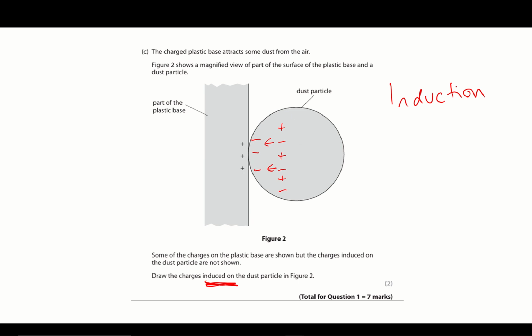So I've got this idea of the positives can't move, but this has pulled electrons, and then the opposite charges attract. There we go, that's question 1. Nice starter.